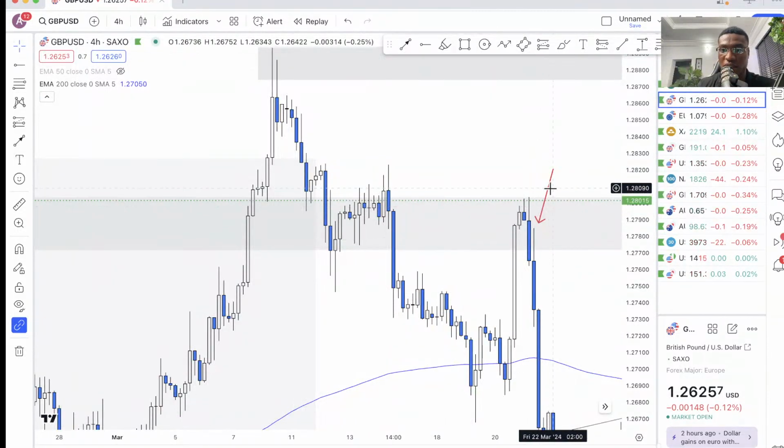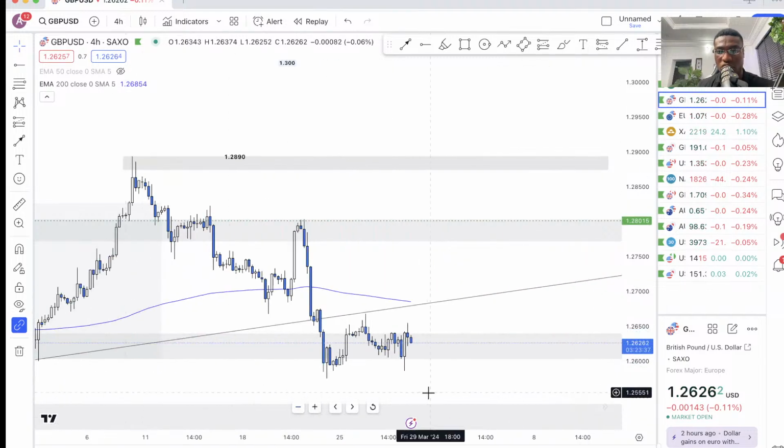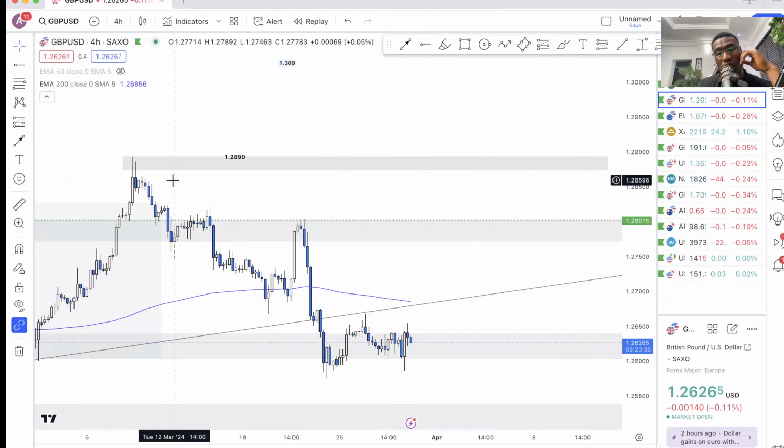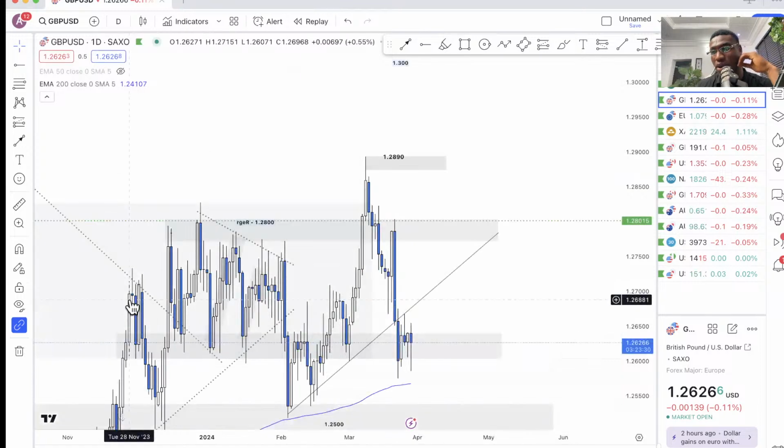Just gonna have to delete this. All right, so looking at what's going on currently with pound dollar, let's go to the daily first, and then we can come back to the 4-hour time frame.